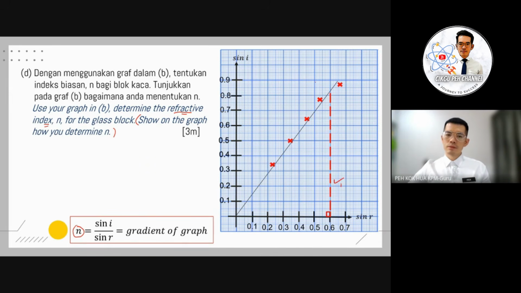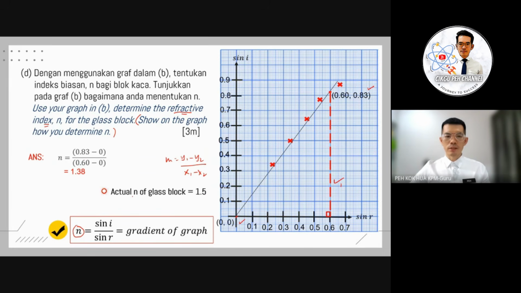And I get this point with this value and the origin with this value. So we substitute into the equation we learned, m equals y1 minus y2 over x1 minus x2. So it will be like this: 0.83 minus 0 over 0.60 minus 0. So we get our refractive index as 1.38 here. I just checked the actual value for the glass block.